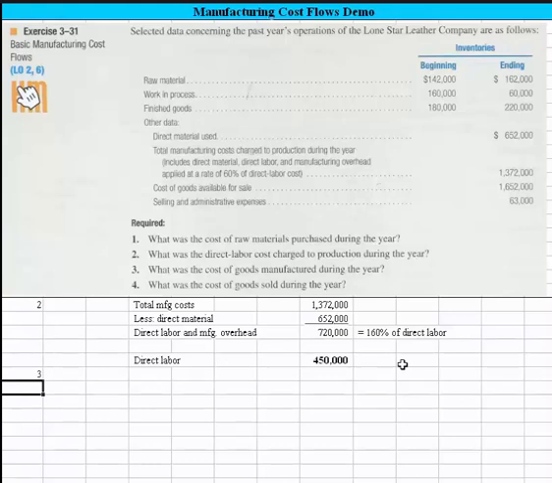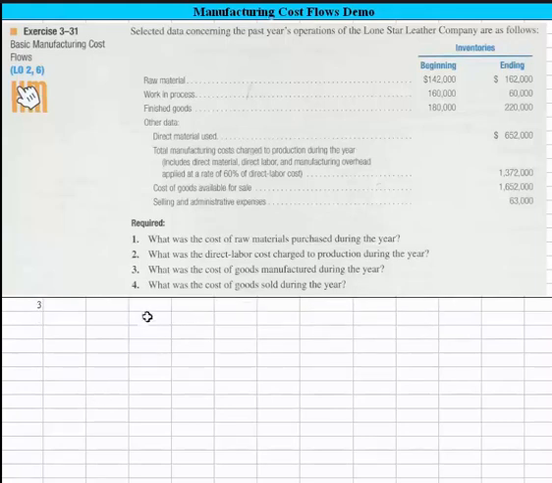What was the cost of goods manufactured during the year? Let's slide down and I'll work on that. Well, we need to compute the schedule of cost of goods manufactured. Let's start off with the WIP, that's work in process, sometimes called WIP, inventory beginning. And we know that the beginning was 160,000.